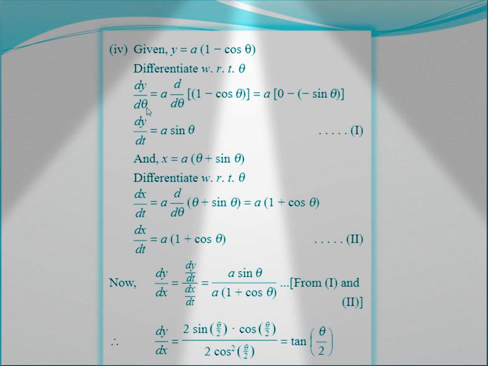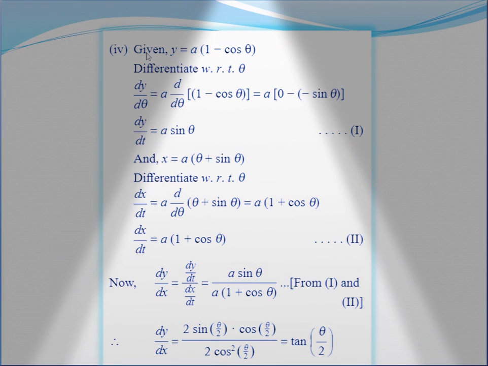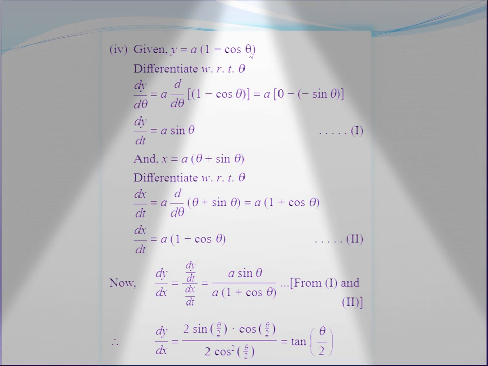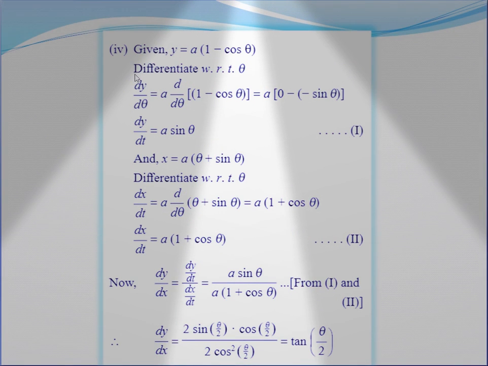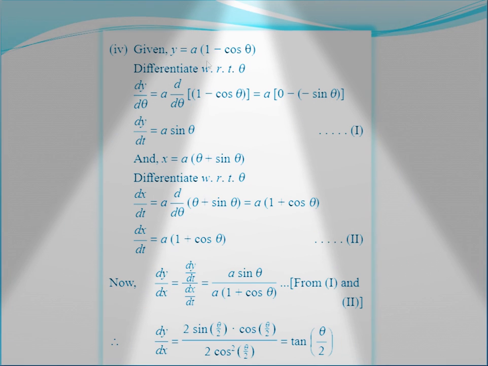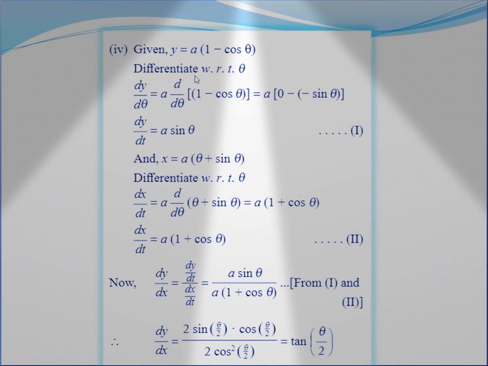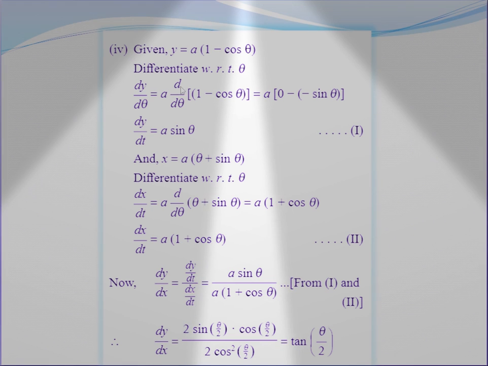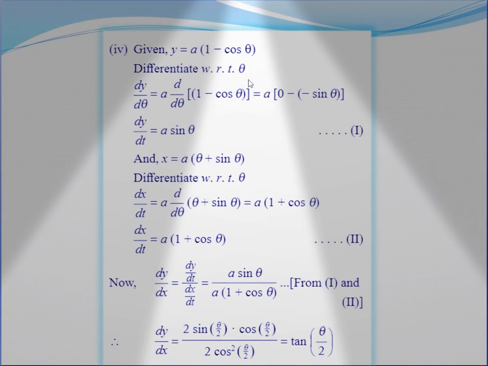Again consider the given equations. The first equation is y is equal to a into (1 minus cos theta). Now here the RHS of the equation is in the form of theta, therefore we can take the derivative with respect to theta. Therefore differentiate this equation with respect to theta.